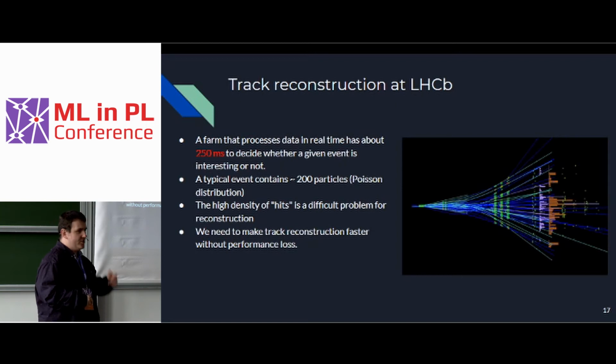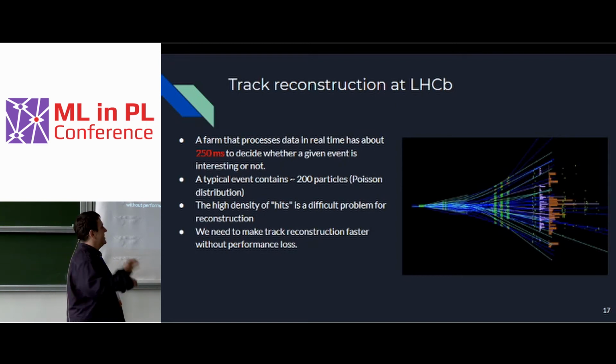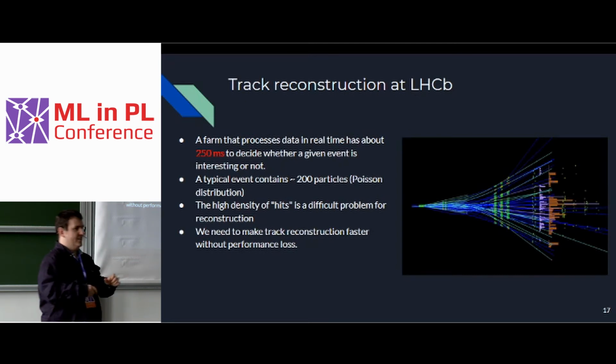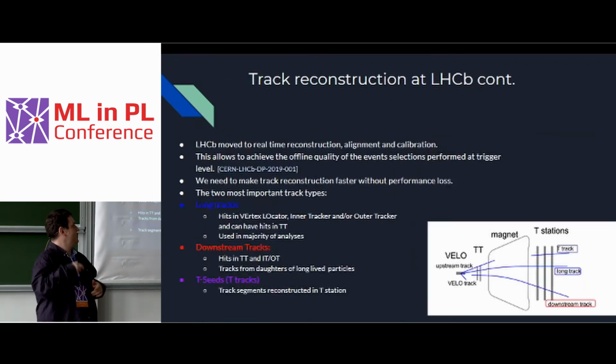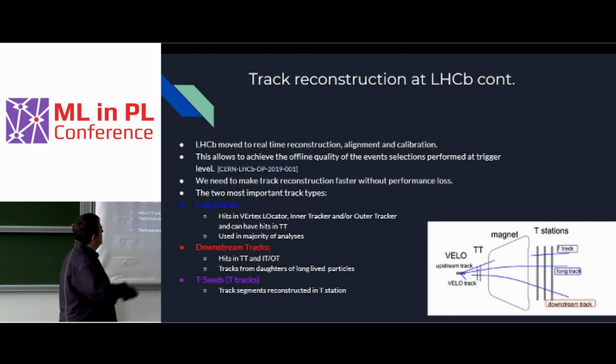And in each collision, we've got roughly 200 particles created. So we've got like 200 tracks, and we need to reconstruct each of these. Okay, and we need to make track reconstruction faster without performance loss. Okay, so this is something.